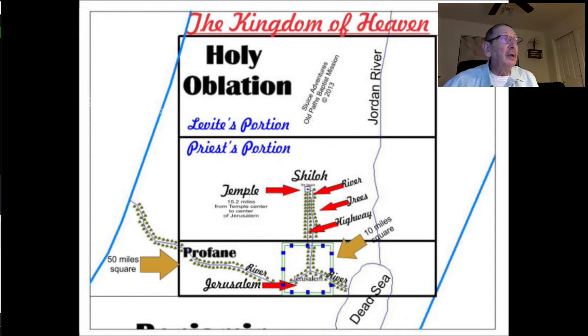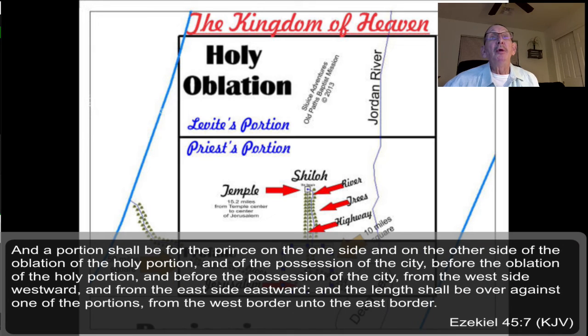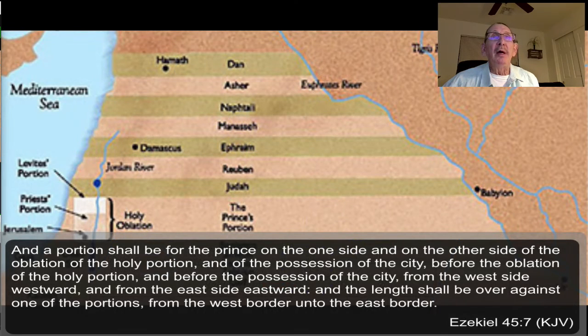I'm talking about the city a little bit. Over in verse 7 here, we were talking about, and a portion shall be for the prince on one side, and on the other side of the oblation of the holy portion, and of the possession of the city, before the oblation of the holy portion, and before the possession of the city, from the west side westward, and from the east side eastward. The length shall be over against one of the portions, from the west border unto the east border. Now let me bring that other map back over here again for a second.